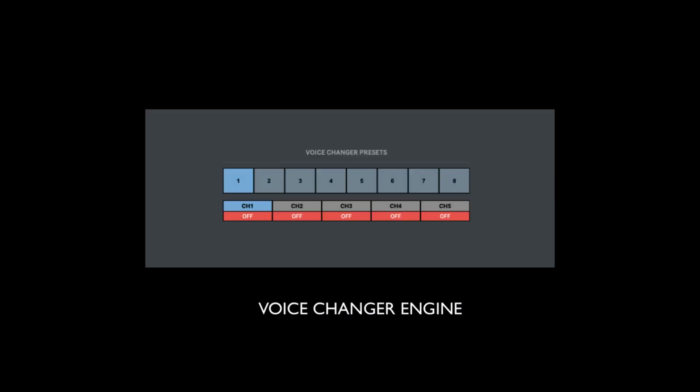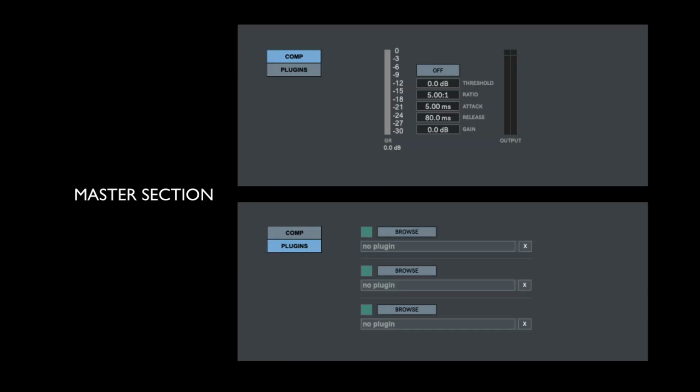The voice changer engine allows creating robotic and funny voices in real time. There are 8 pre-designed voice effects that can be assigned to any of the 5 mono input channels. The master section is the last stage before the master output. It offers a compressor and 3 plugin modules, where you can load any kind of VST or Audio Unit plugin to process the final audio output.